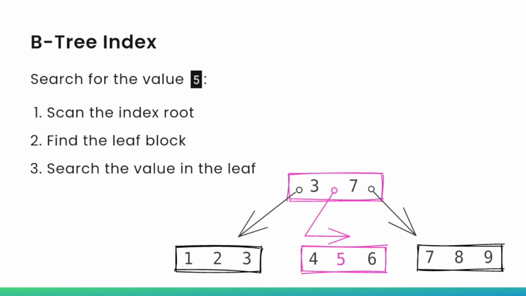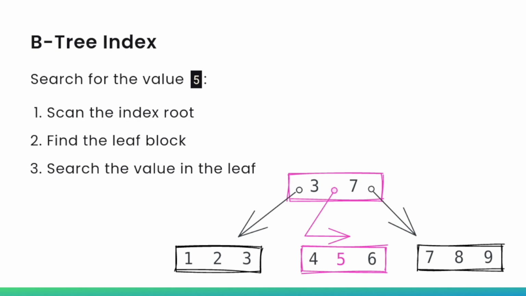So I follow the pointer to the leaf block and start scanning the leaf block. I go from left to right. In this case, I start with 4. It's not what I'm looking for. I found the value 5, I have a match, and now I can follow the pointer to the row in the table. Okay, this is how a B-tree index works.